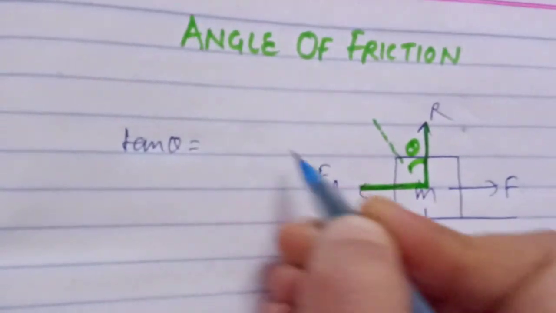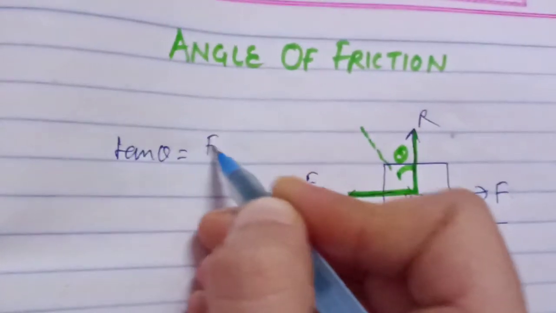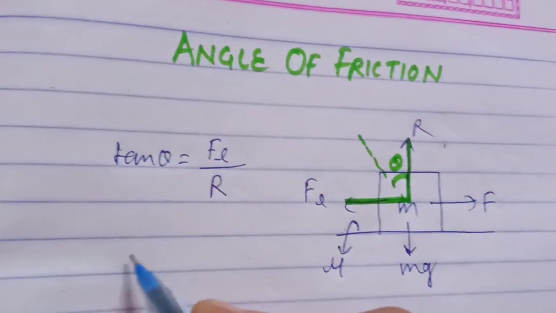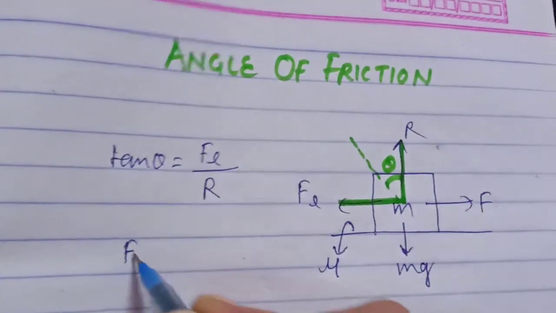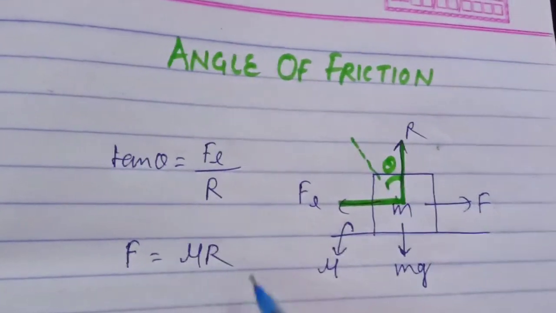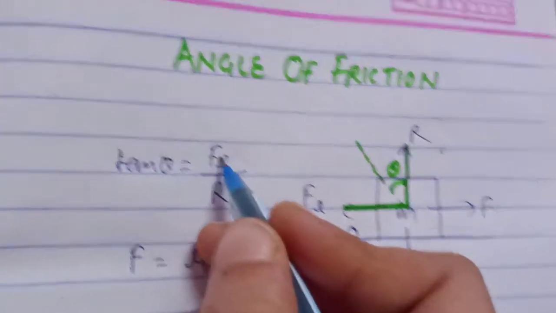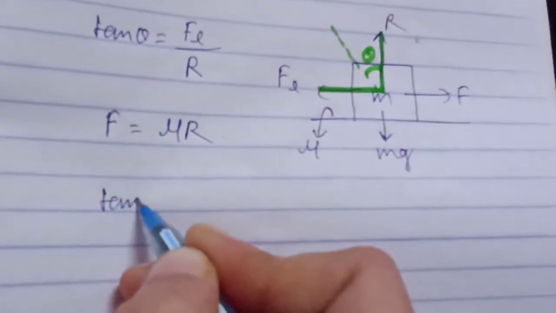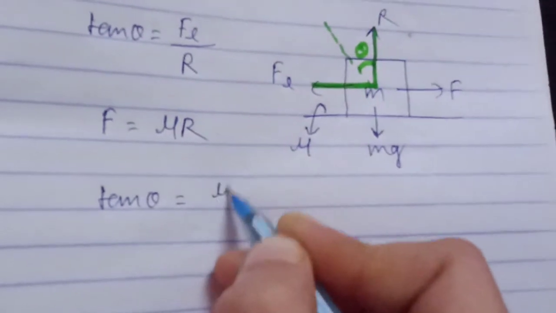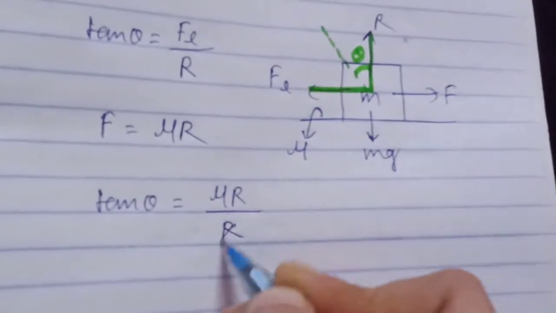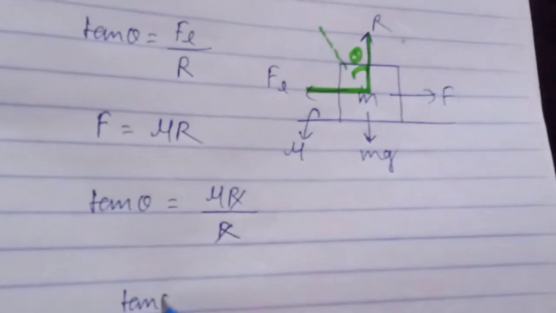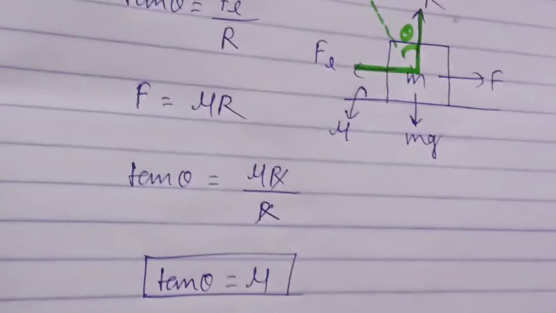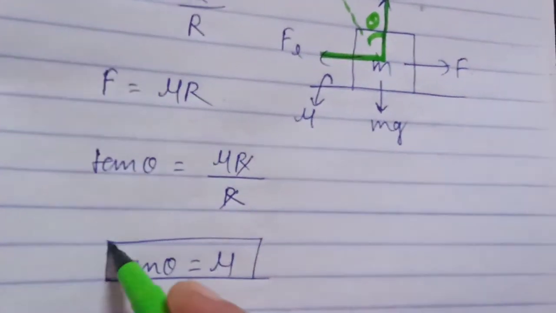Tan theta is equal to Fl upon R. We know that Fl is equal to mu R. We put the value of Fl here and then tan theta is equal to mu R upon R. Tan theta is equal to mu, that is the coefficient of friction.